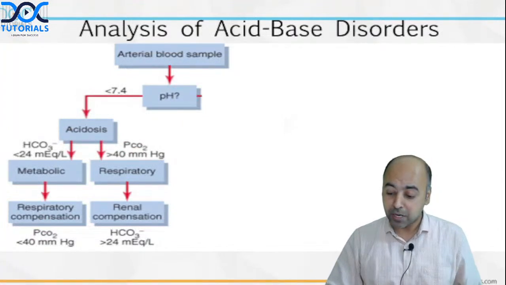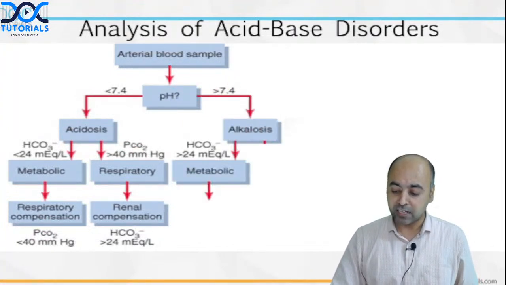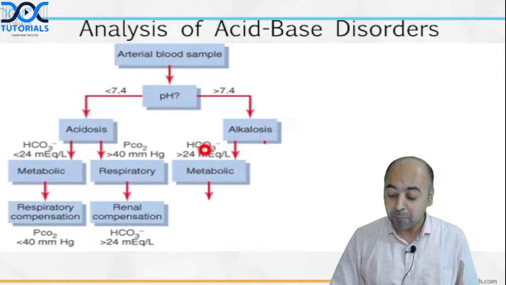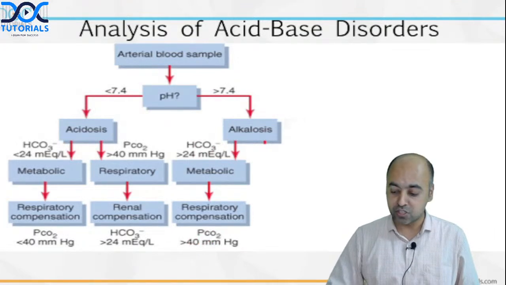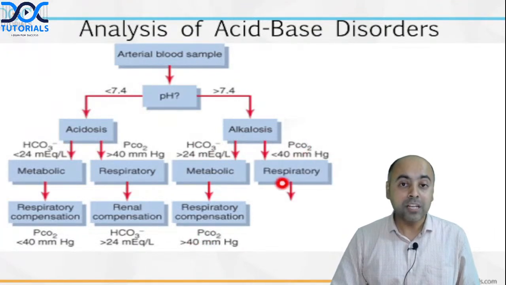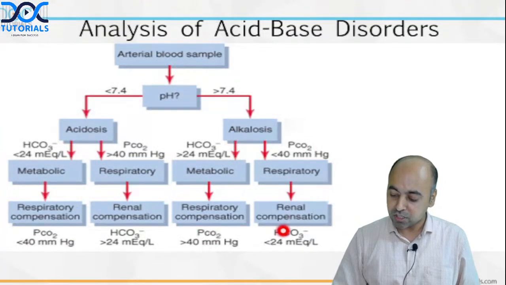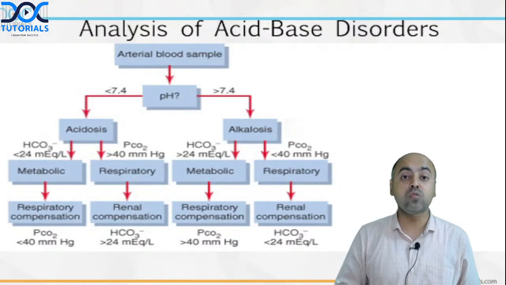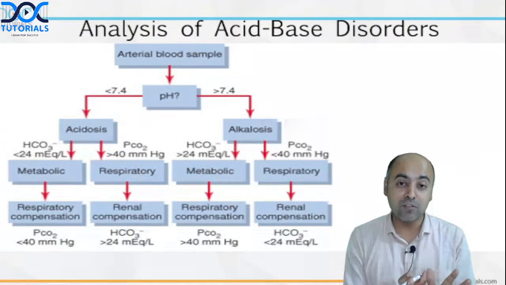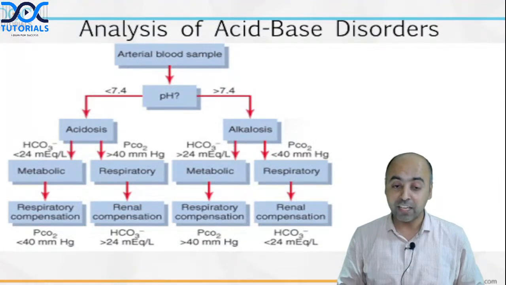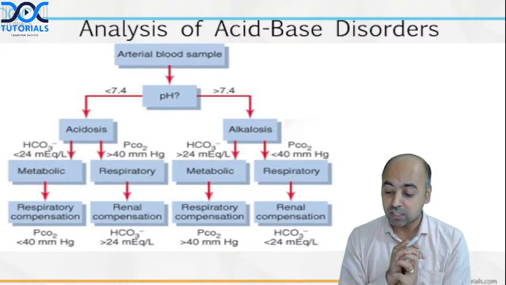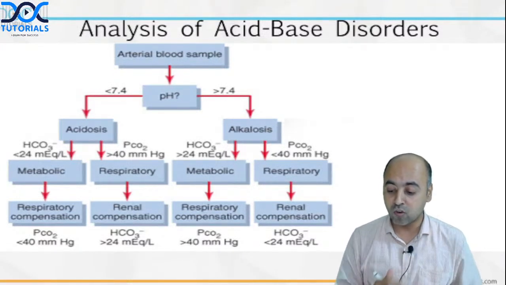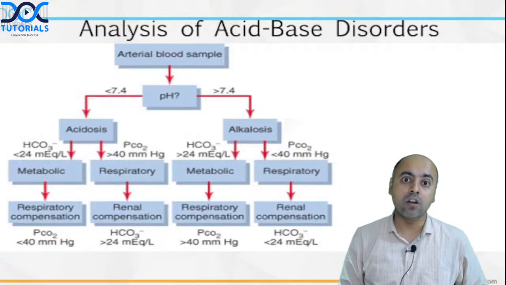Going to the alkalosis part, pH value more than 7.4 is alkalosis. The bicarbonate value should be higher in metabolic alkalosis, and the PCO2 value should also be higher in compensation. The PCO2 value should be less in respiratory alkalosis, and if renal compensation is there, the bicarbonate will also be less. So this is a very simple flow chart which can help you in identifying what is the primary disorder and whether the compensation is there or not.